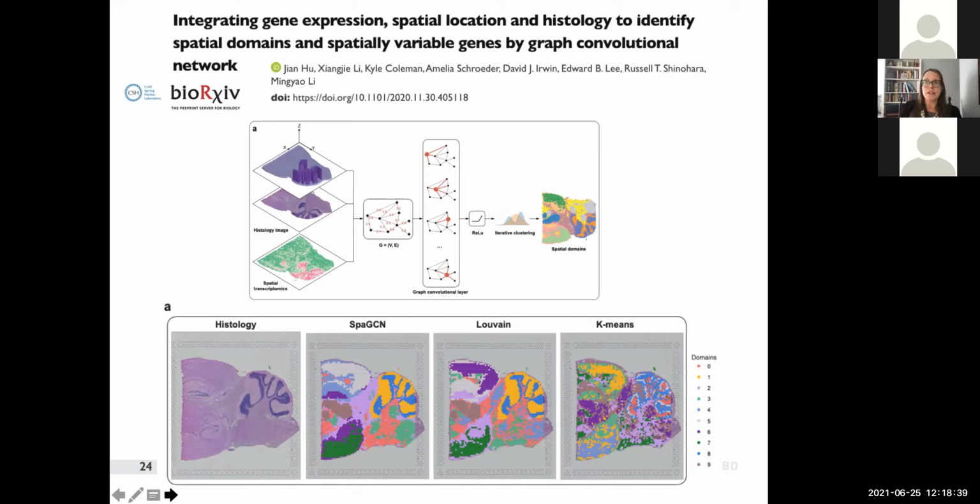So you can see in this example in mouse brain that SpaGCN outperforms other clustering methods to identify biologically meaningful spatial domains and identify the most robust marker genes for these domains. The authors have also applied this tool to our DLPFC data, and you can find that example and more information on how their tool works in their preprint that's on bioRxiv.